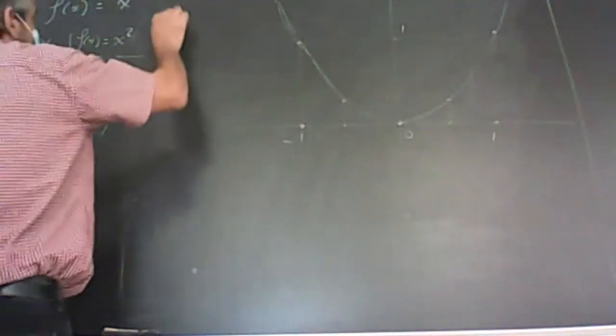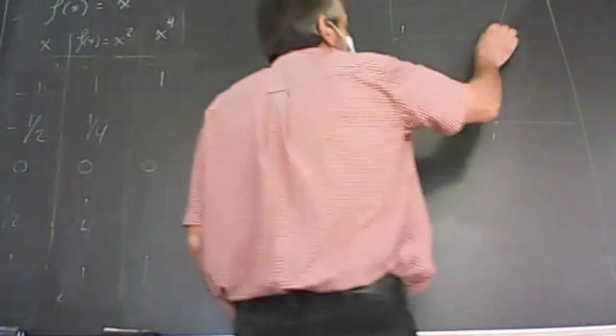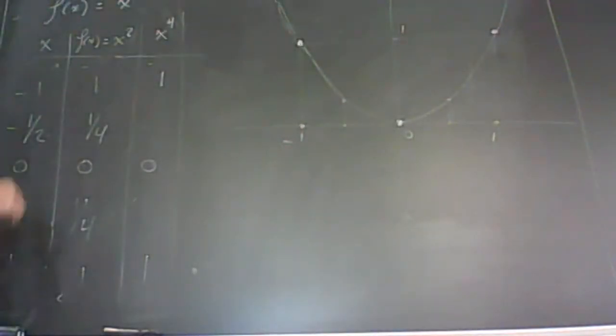So let's see what happened with x to the power 4. Well, when x is negative 1, this is still 1. When x is 0, this is still 0. When x is 1, this is still 1. So in these points, we are still wherever we were. So far, so good. What happened in the middle? If I take 1/2 and raise it to the 4th power, I get 1/16.